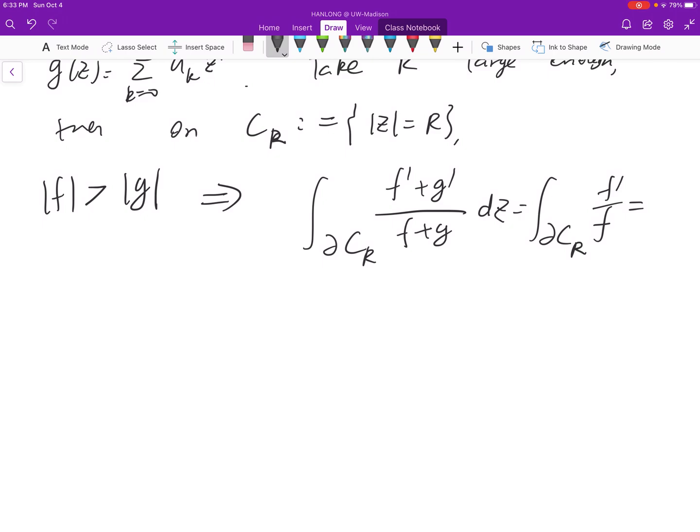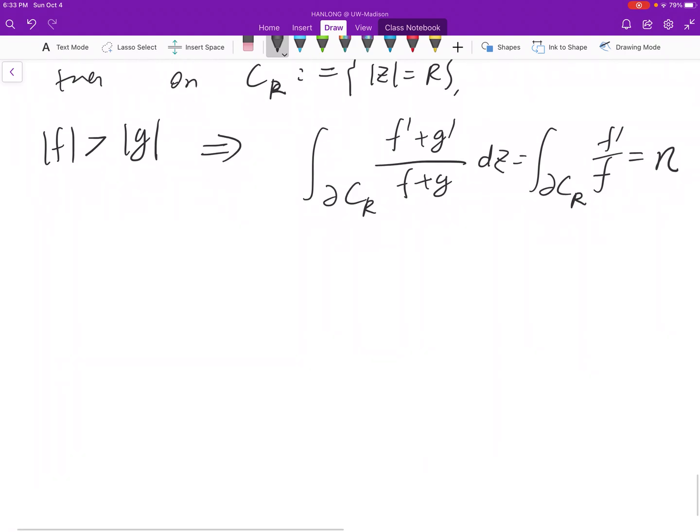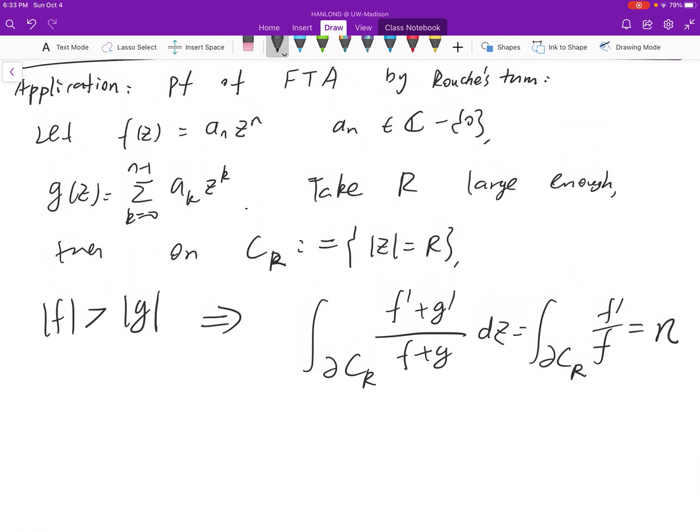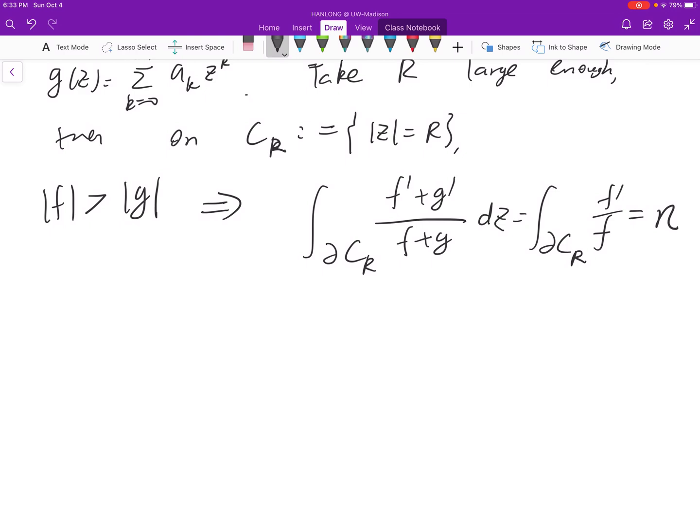So for this one, you have n. This is clear because f is a_n times z to the nth power, so you have n roots. So this is easy to compute. And that tells you a_n z^n plus a_{n-1} z^{n-1} plus all the way to a_1 z plus a_0 has n roots with multiplicity counted. Because it's a polynomial, there's no pole.